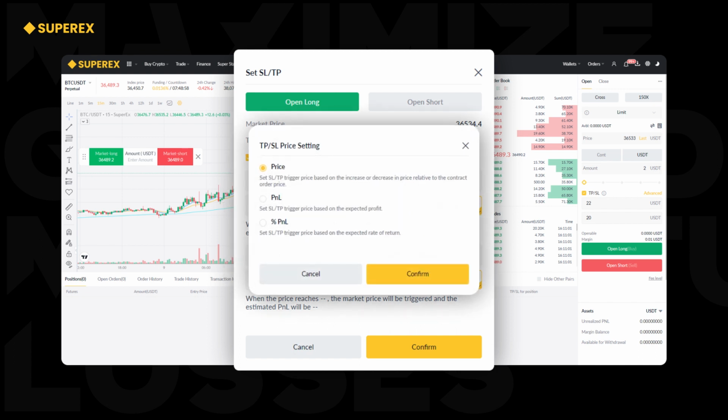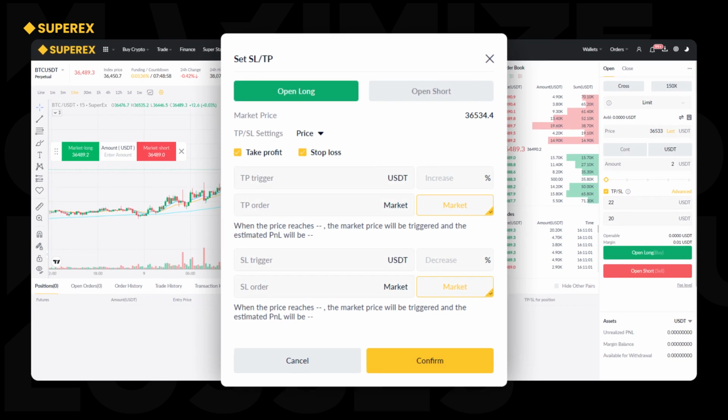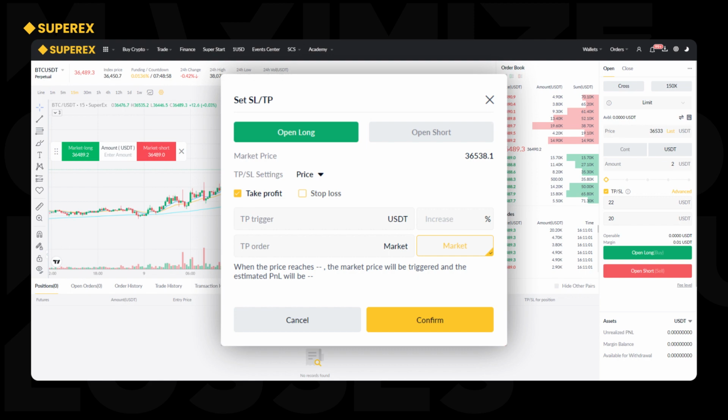SuperEx offers three methods: by price, by profit and loss, or by percentage of profit and loss. Choose the one that aligns with your strategy. By default, you should set both take profit and stop loss. However, if you wish to set only one, simply uncheck the other in the advanced settings.